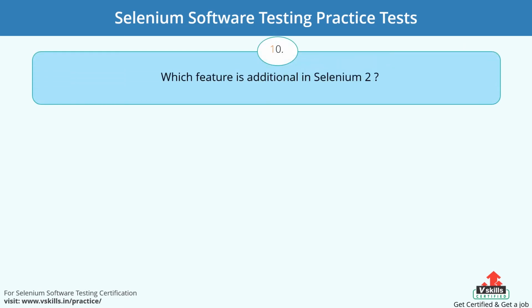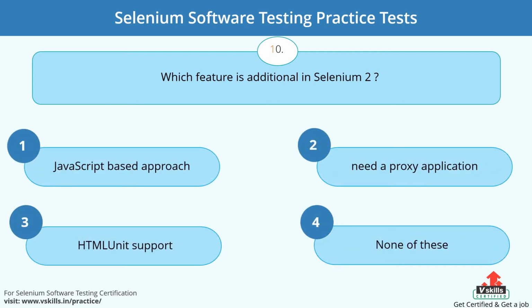Question number 10. Which feature is additional in Selenium 2? The options are A. JavaScript-based approach, B. Need a proxy application, C. HTML unit support, D. None of these. The correct answer is option C.